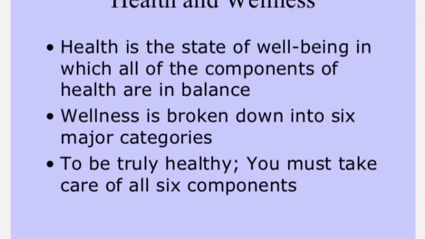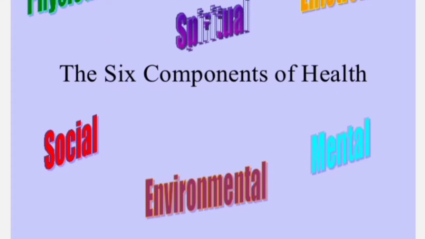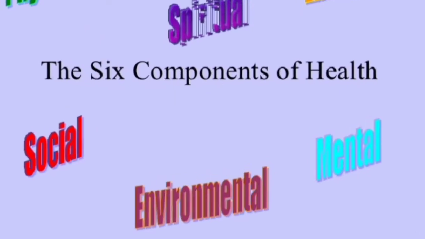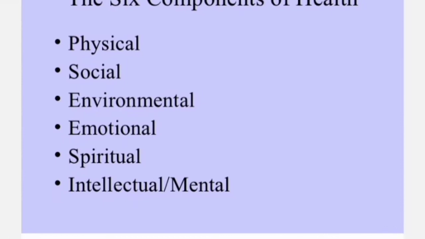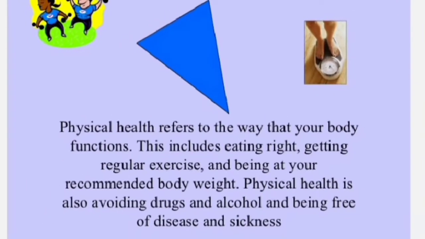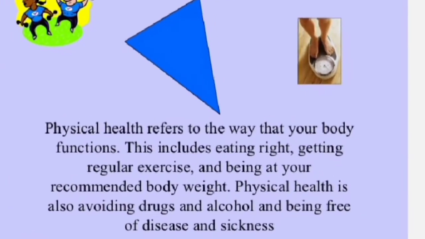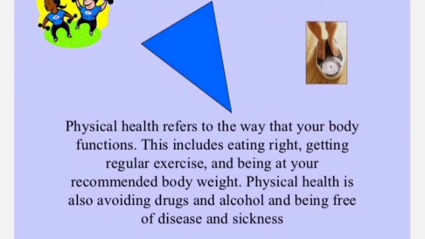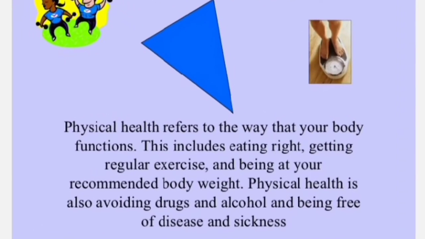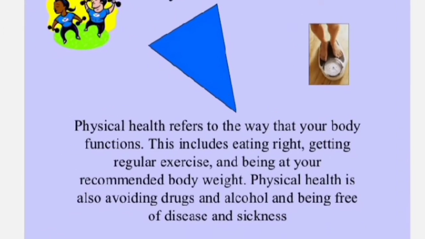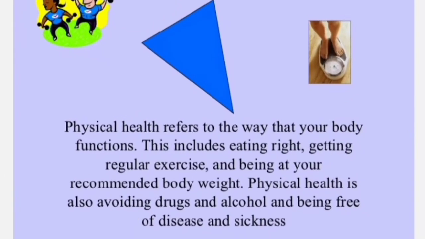So what are the 6 components? They are physical, spiritual, emotional, mental, social and environmental. These are the 6 components of health. The first one is physical health. Physical health refers to the way your body functions, and this includes eating right, getting regular exercise and being at your recommended body weight. It also means avoiding drugs and alcohol and being free of disease and sickness.